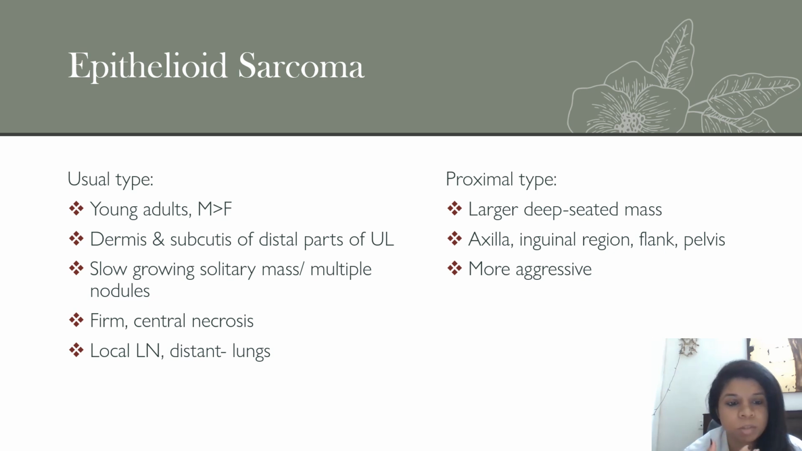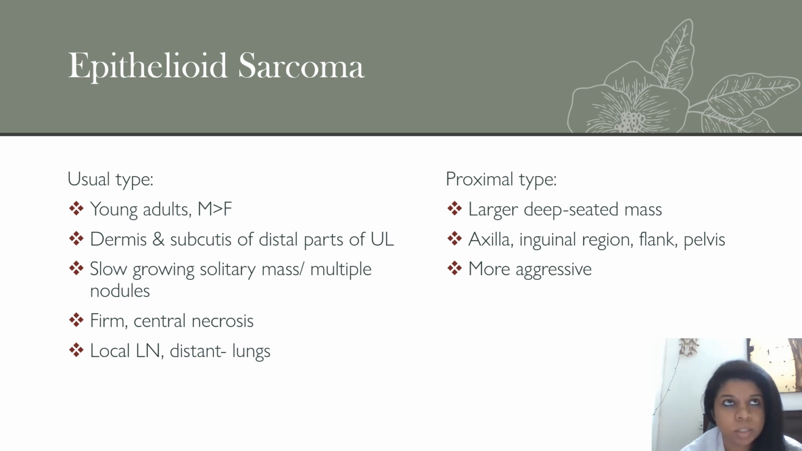So the usual type is usually seen in young adults, especially males, and they are seen in the dermis and subcutaneous part of the distal upper limb, that is hands and fingers. And then they are usually a slow growing solitary mass, or they can be multiple nodules as seen, and they show central necrosis and are firm in consistency. And they can metastasize locally to lymph nodes and distally to the lungs.